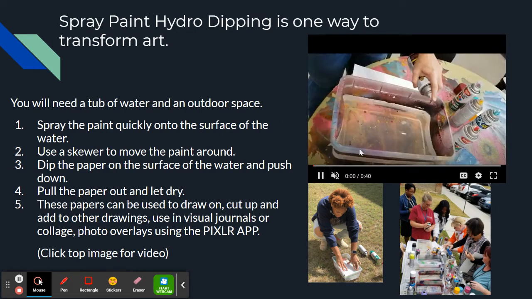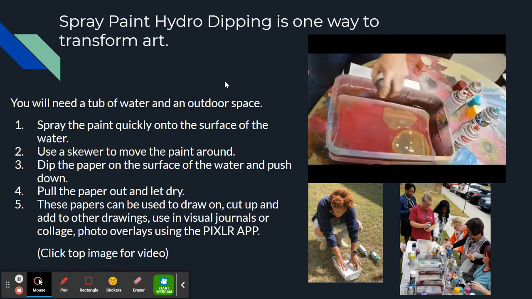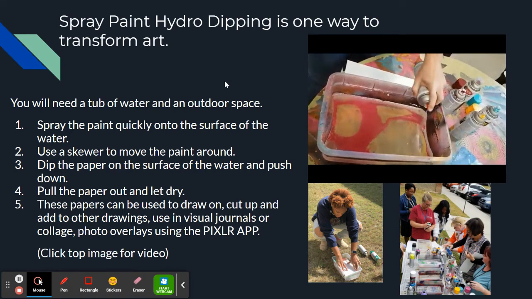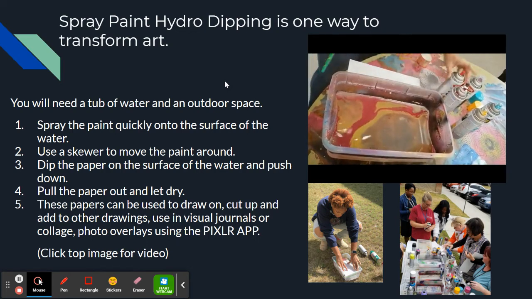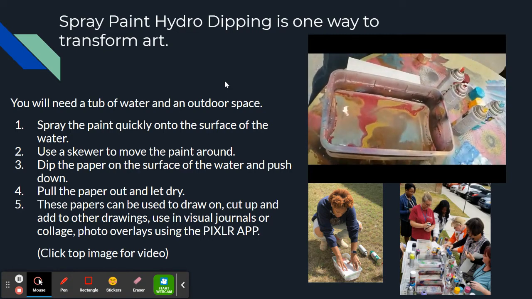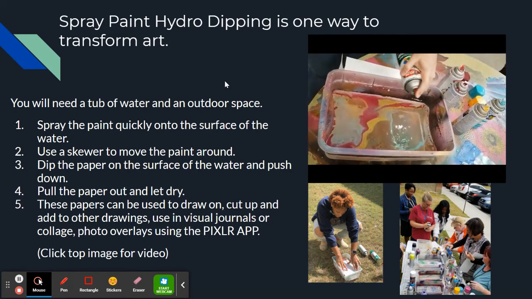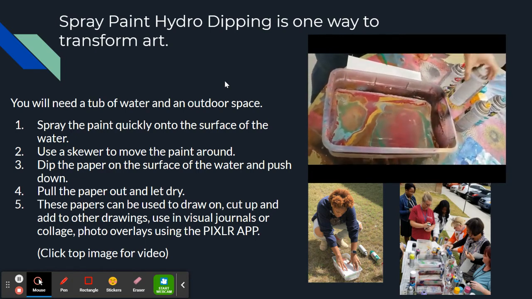Now, we do go into a little bit of spray paint hydro dipping. This is one way to transform your art. You'll need a tub of water and an outdoor space. Spray paint quickly onto the surface of the water. You're going to use a skewer to move around your paint. You dip the paper on the surface of the water and push down slightly. Then you will pull your paper out and let it dry.